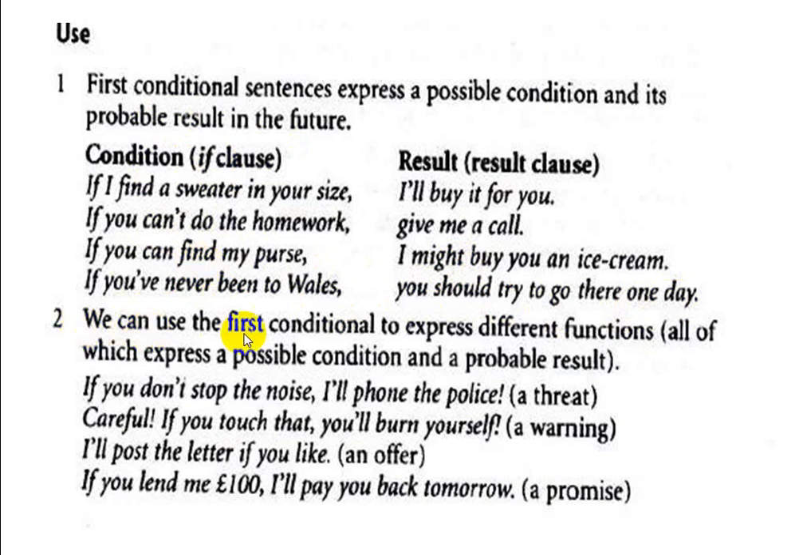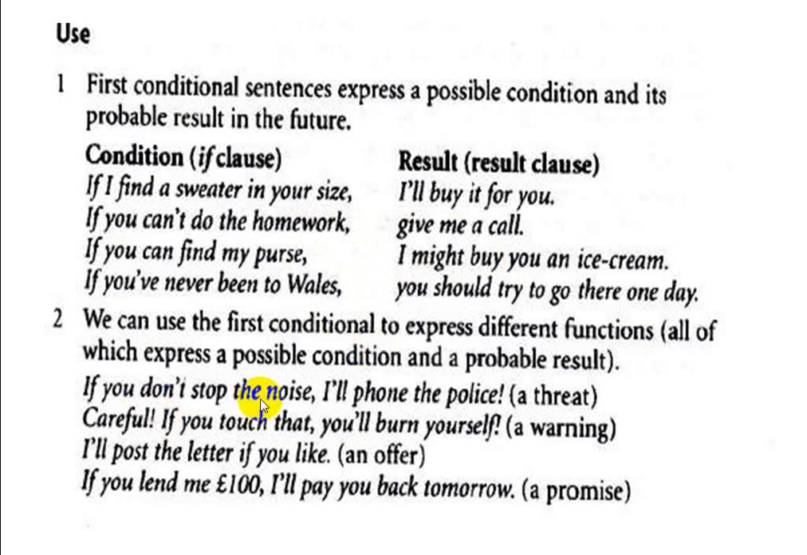Number 2: we can use the first conditional to express different functions, all of which express a possible condition and a probable result. أكو different functions لل first conditional clause. هي نفسها expresses a possible condition and a probable result. لازم بيها possible condition وprobable result. For example: if you don't stop the noise, I'll phone the police.